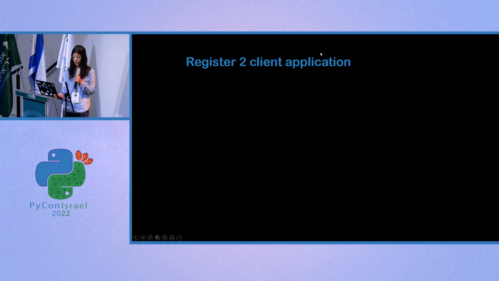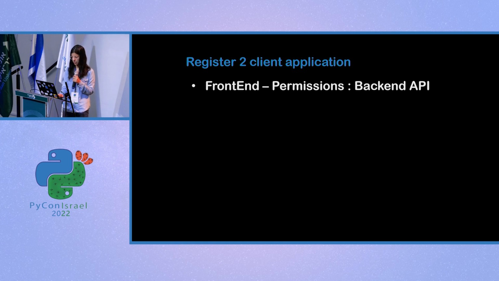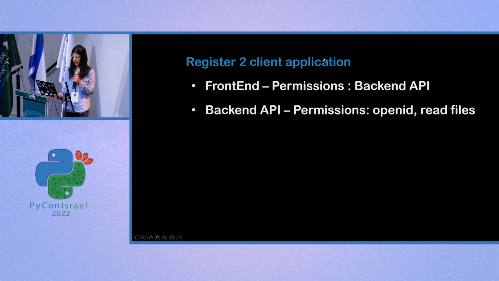When we want to implement this flow, we need to register 2 client applications. The first one is the front-end application, and we give it the permissions of the backend API. And the second one is the backend API application, and we give it the permissions of the OpenID and the read files, which are the main permissions, I would say, because the logic is done in the backend.